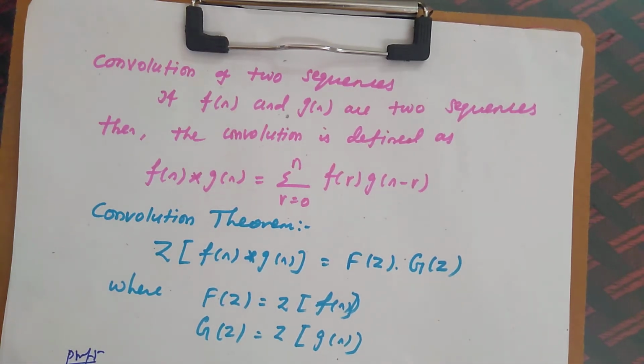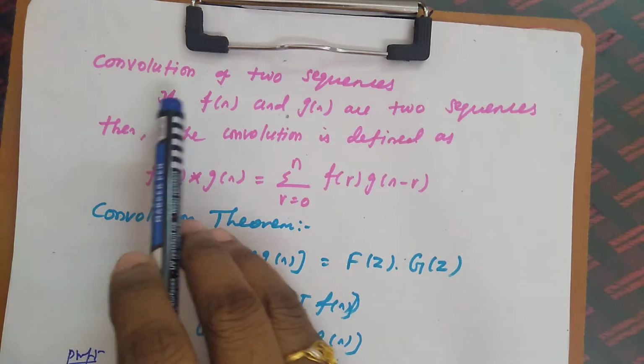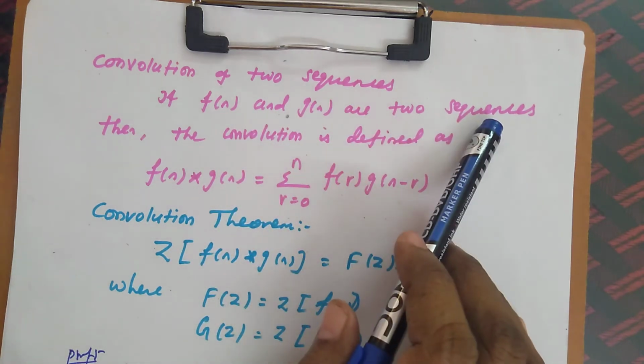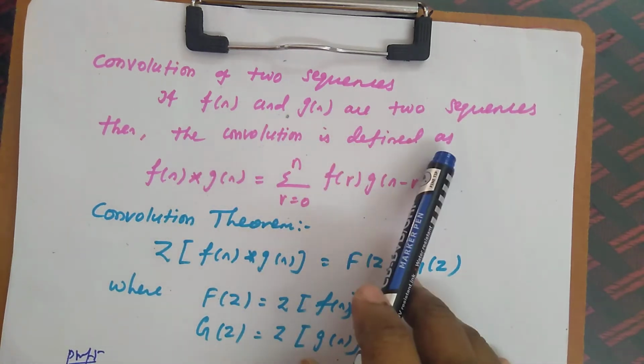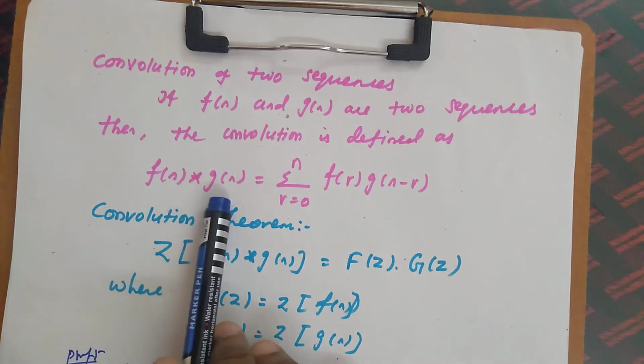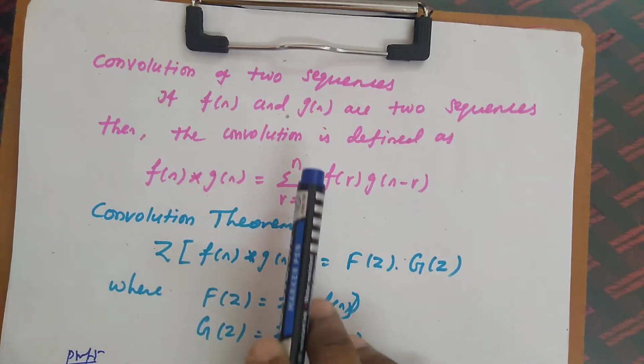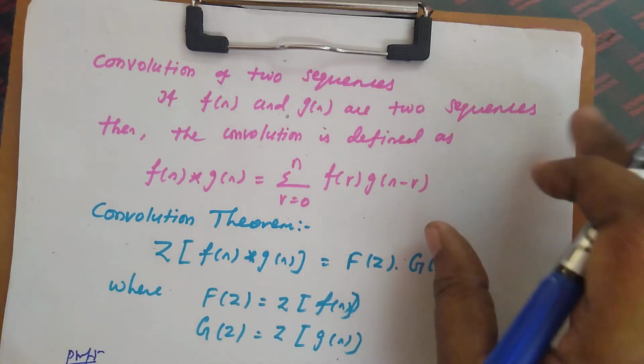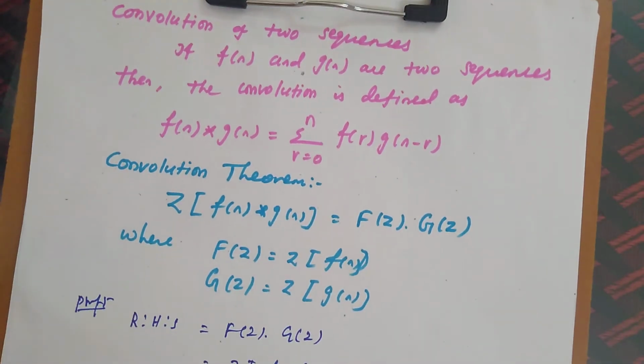Today we are going to see convolution under Z transform. Look at the definition. Convolution of two sequences. If f of n and g of n are two sequences, then the convolution is defined as f of n star g of n equal to sigma r equal to 0 to n f of r g of n minus r. This is the definition for convolution of two sequences.